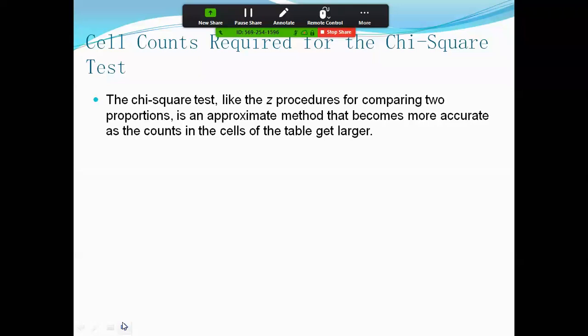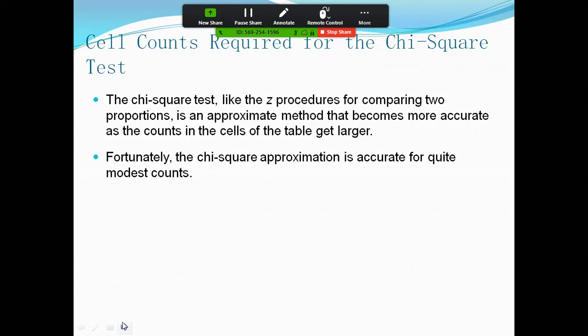Cell counts required for the chi-square test. The chi-square test, like the Z procedures for comparing two proportions, is an approximate method that becomes more accurate as the counts in the cells of the table get larger. Fortunately, the chi-square approximation is accurate for quite modest counts.